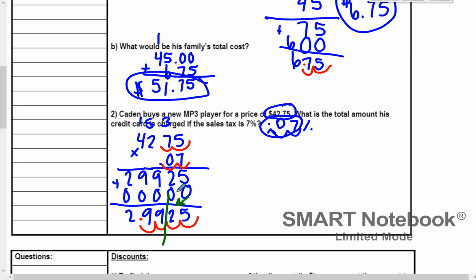If it's a 5 or higher, round up. If it's a 4 or less, keep it the same. Okay, so this is a 4 or less, so we keep this 9 a 9. So this sales tax amount is going to be $2.99.